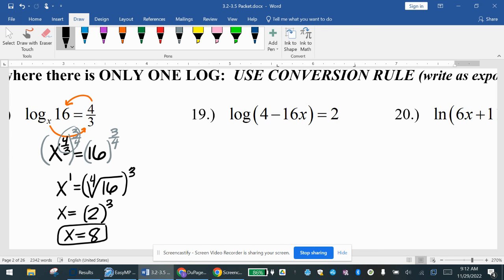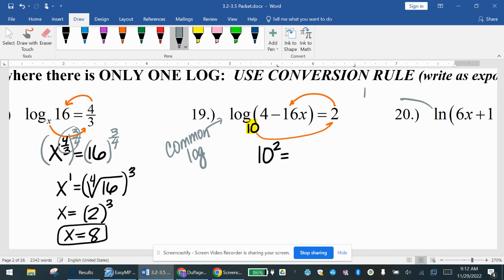Okay, so notice I've been using the whoop whoop, right? Before I can use the whoop whoop for number 19, since I have a single log, I need to know what the base is. So this is called the common log. If you just see the word log, that's the common log. So you can fill in the base with a 10. So now I can do the whoop whoop. There are two types of logs that they don't always put the base on, and that's the common log and the natural log, which is the one that you see in number 20.